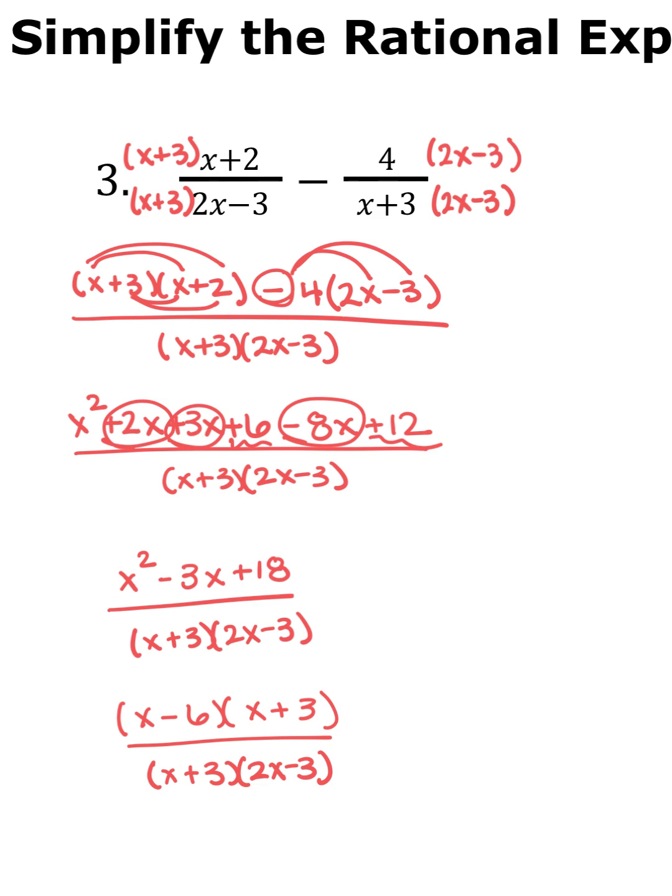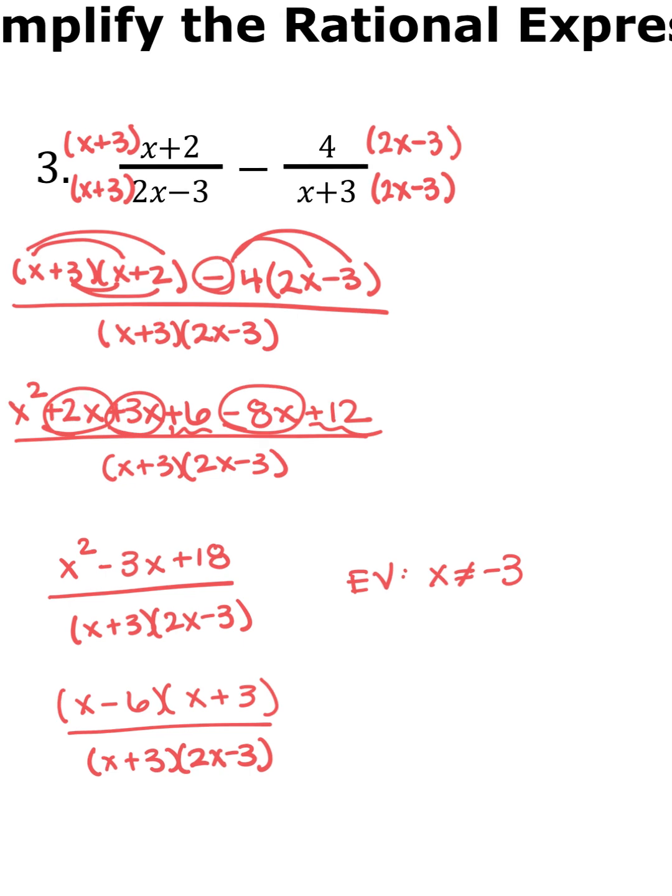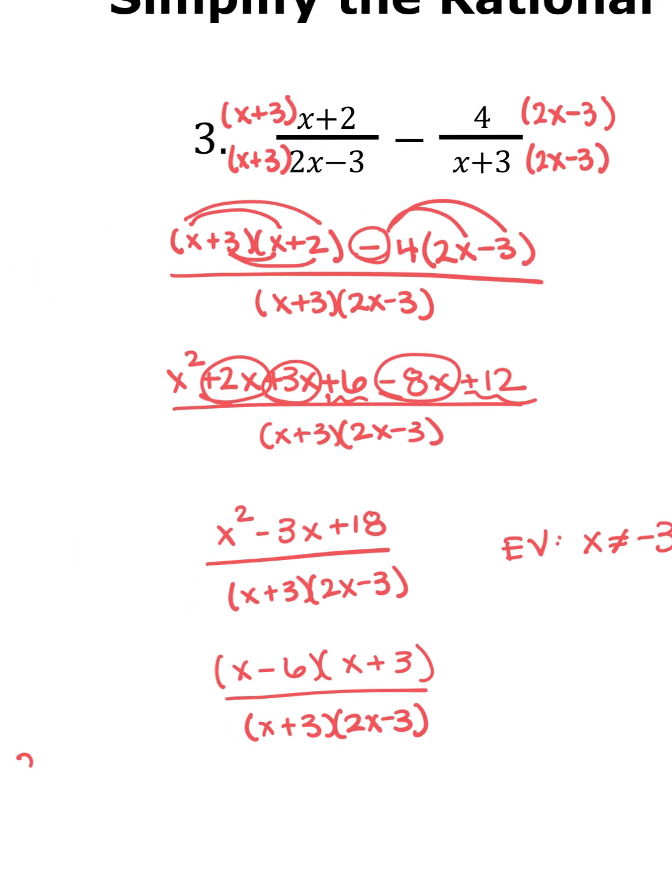So I can find my excluded values from here. So my EVs, remember they come from the denominator. X cannot equal a negative 3. And if I'm looking at that 2x minus 3, remember you would set it equal to 0. I'm going to do a little side work over here. So 2x minus 3 equals 0. I would add 3.